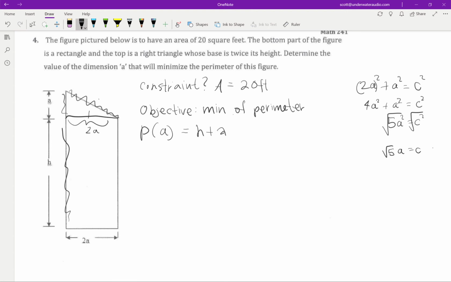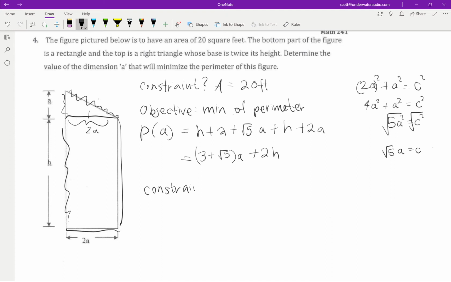Perfect. So I can finish my perimeter. I've got h and then a, and then the angly bit is square root of 5 times a, and then another h to go down, and then across here is another 2a. So I can simplify a bit. It looks like I have 3a plus the square root of 5 times a, and then 2 h's. So unfortunately I have 2 variables, so I'm going to need that constraint equation after all.